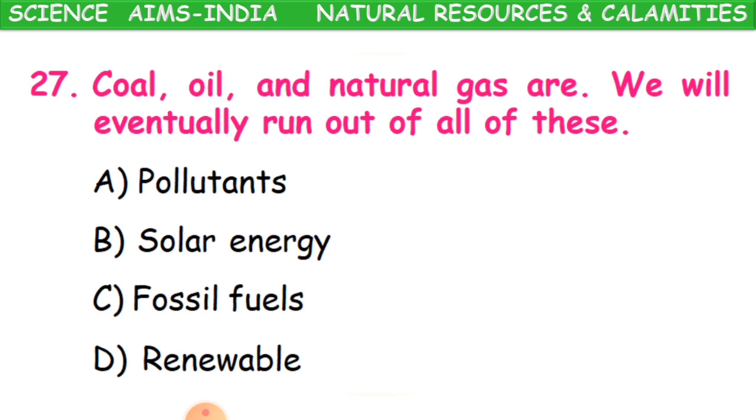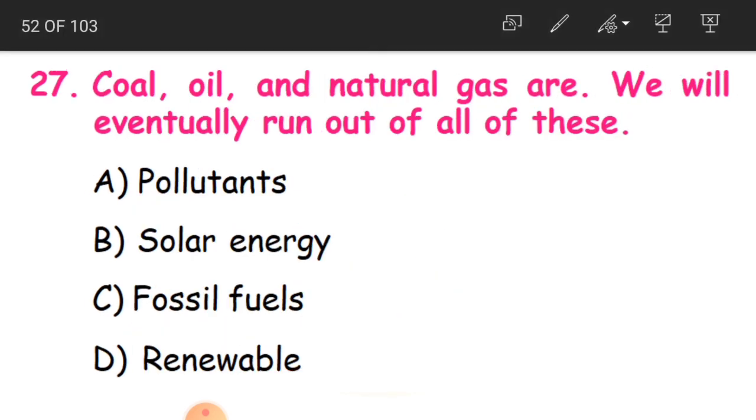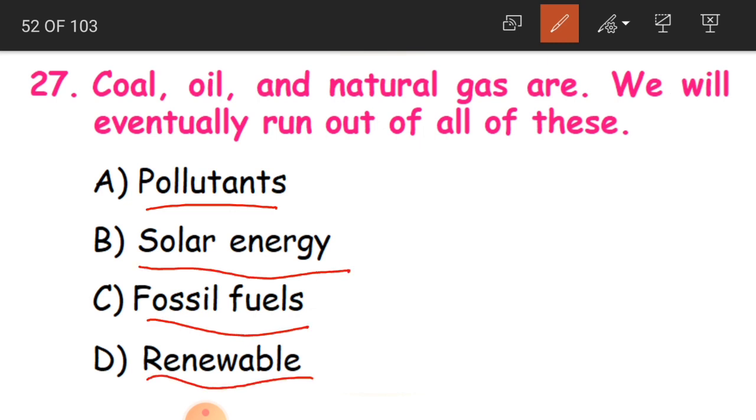27th question. Coal, oil, and natural gas are, like, what are they? We will eventually run out of all of these. So slowly we are going to run out of all of this. We are going to end it up, in the sense these are going to be completed. We are not going to get them more because we are using them in an excessive manner. Okay, so what are they? Coal, oil, and natural gas. They are pollutants, solar energy, fossil fuels, or renewable.